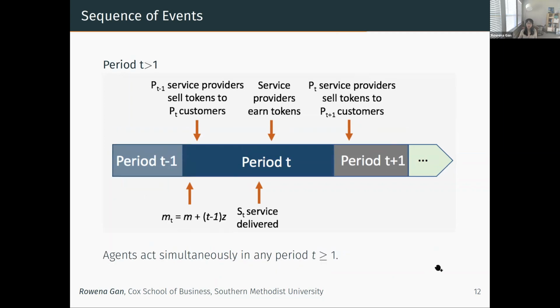Similarly, in any subsequent period T, service providers in the previous period sell all of their tokens to customers in the current period. And service providers of this period will sell their tokens in the next period. And note that all agents act simultaneously in any single period.